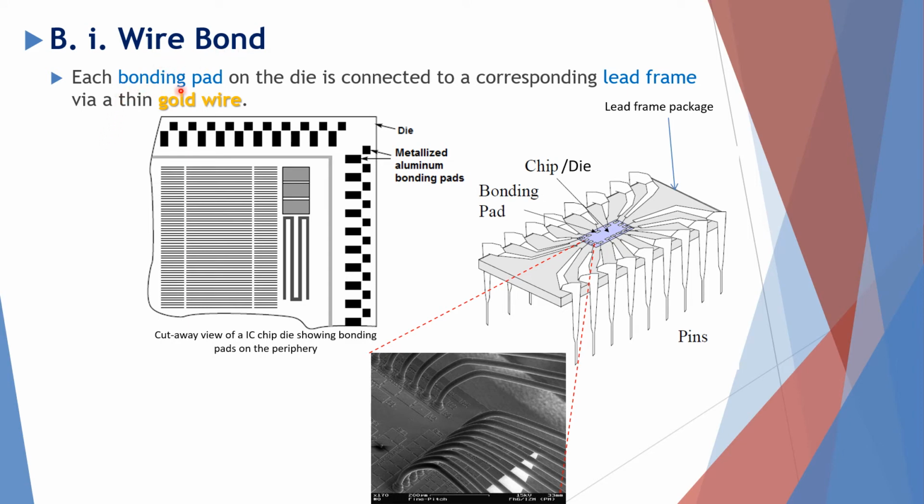Each bonding pad on the die is connected to a corresponding lead frame with a thin gold wire. For example, over here is the circuit, the IC. There will be a gold wire that will be connected to the lead frame, one by one, on this one.